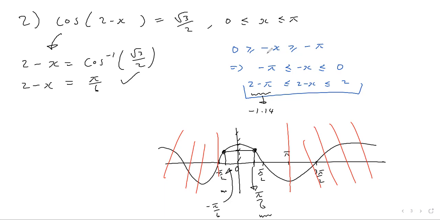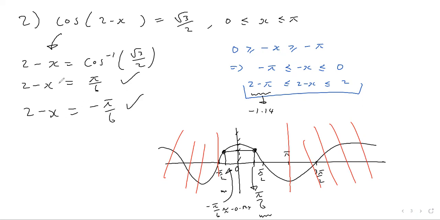Now, is minus pi over 6 in our domain? Negative pi divided by 6 on the calculator is about minus 0.524 roughly. So that is in our range. It's between minus 1.14 and 2. So therefore, it is in the domain of values that we need. So we've also got this second solution: 2 minus x equals minus pi over 6.